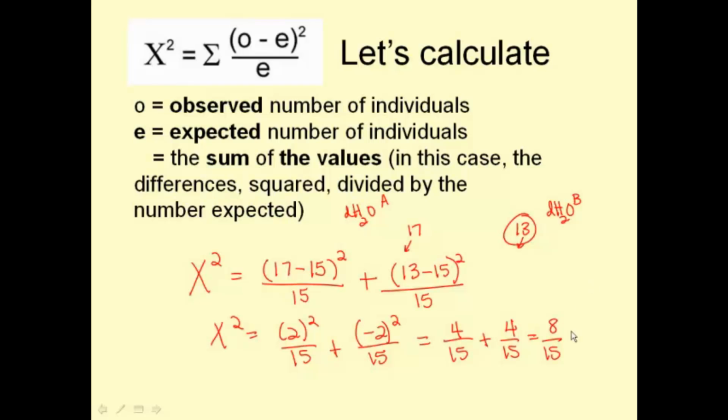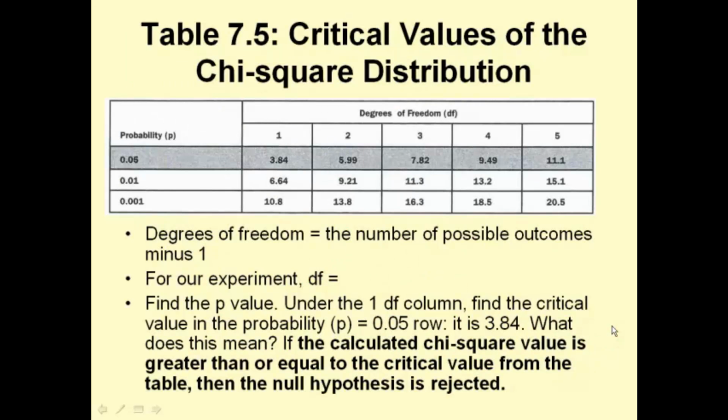And when I plug that into the calculator, I get 0.5333, etc. So we'll simplify that to 0.53. Now we have our chi-squared value. Now there's this table that we have to look at to figure out if that chi-squared value is telling us that our results are significant or not. So that's our chi-squared value.